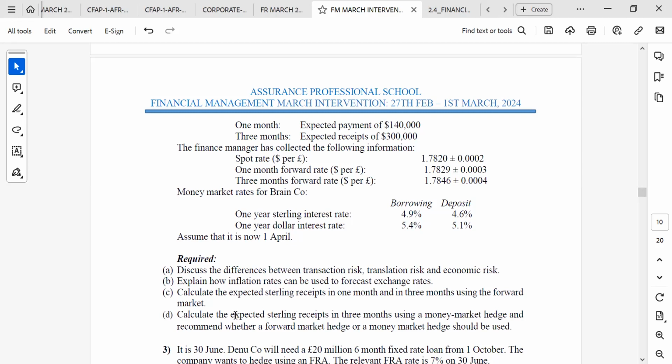Okay, so let's look at the first one. Discuss the difference between transaction risk, translation risk, and economic risk. I hope I have explained that one at the beginning of the lesson, isn't it? Okay.